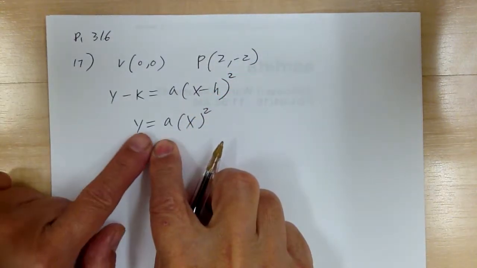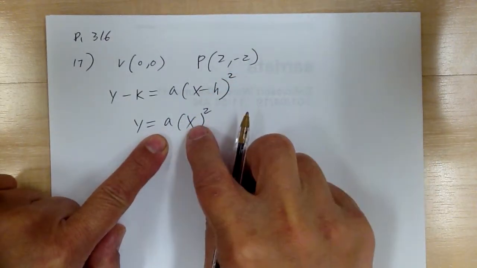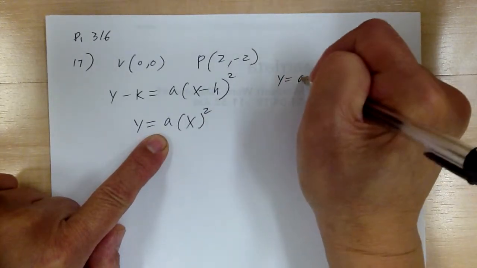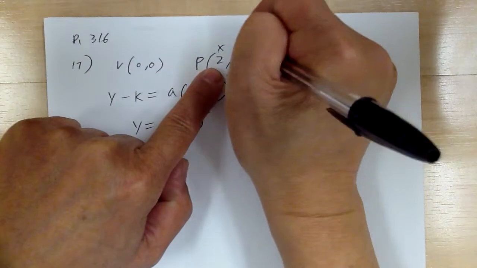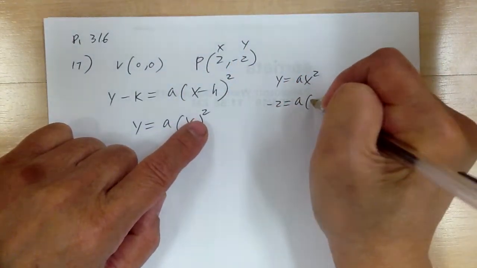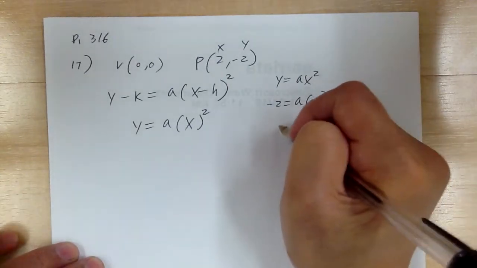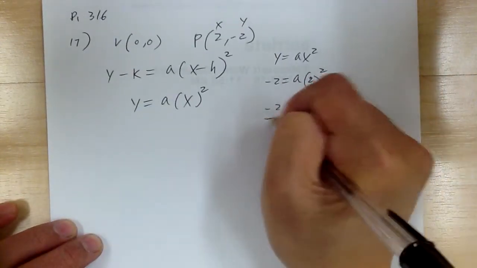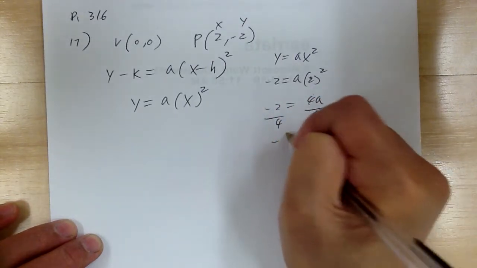this, okay? And then to find a, you apply the next one, but you want to go off to the side. So you got y equal to ax squared, and so that's your x and the y. So you got negative 2 equal to a times 2 squared. So negative 2 equal to 4a, divide by 4, so a equal to negative 1/2.